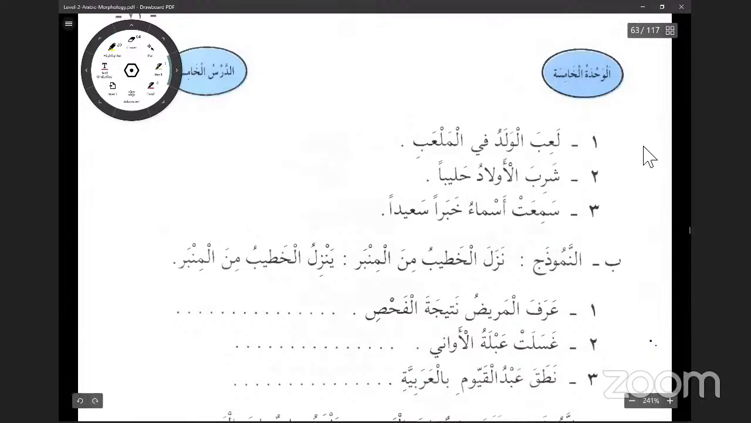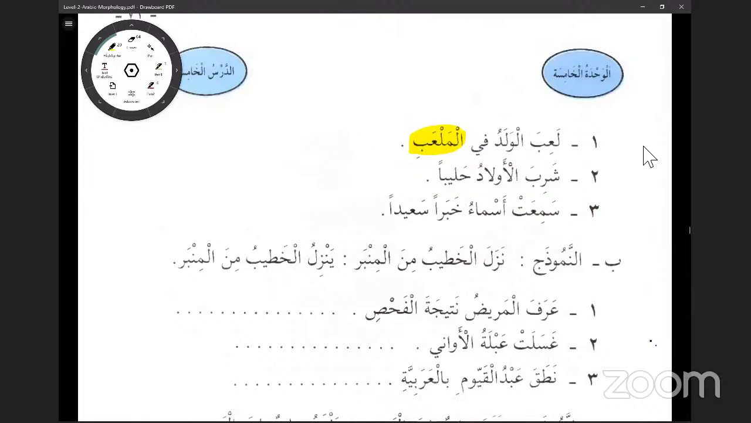Yes, translate it first and then do that. Okay, the kid played in the playground. Yes, very good, in the playground. Mal'ab is playground, or it can actually be a stadium also, a place where things are played in. So here we'll say playground. Al-walad, لعب الولد في الملعب. Very good. The kid played in the playground.